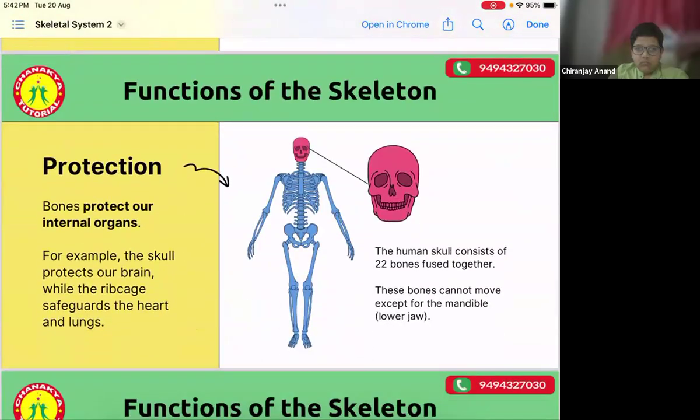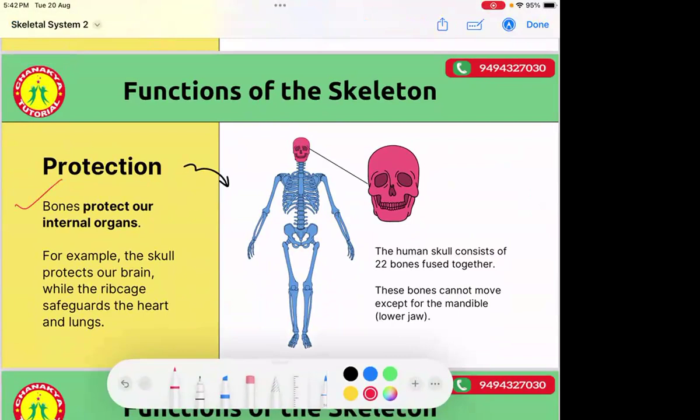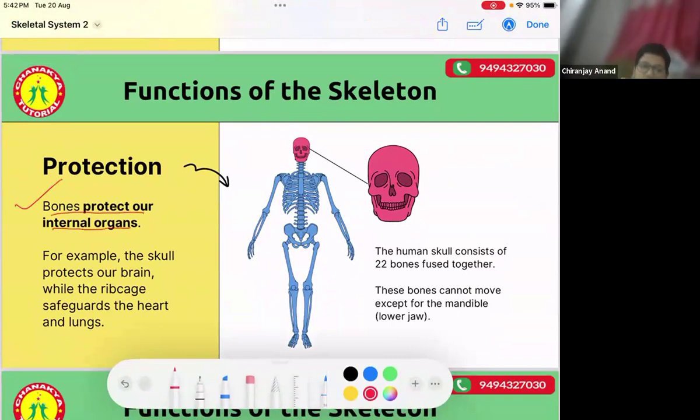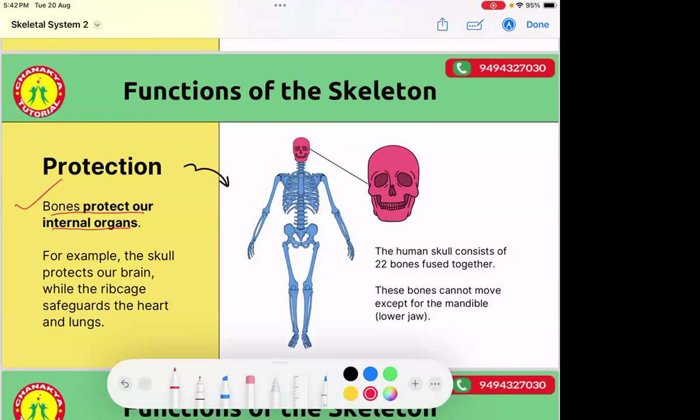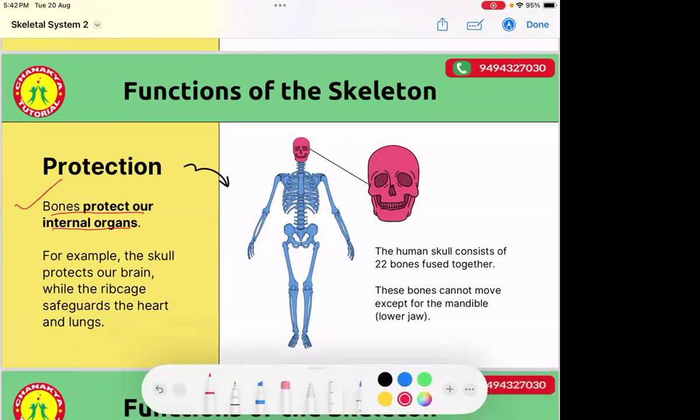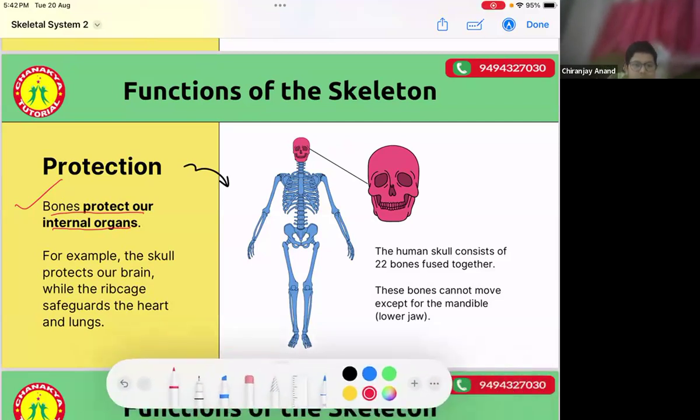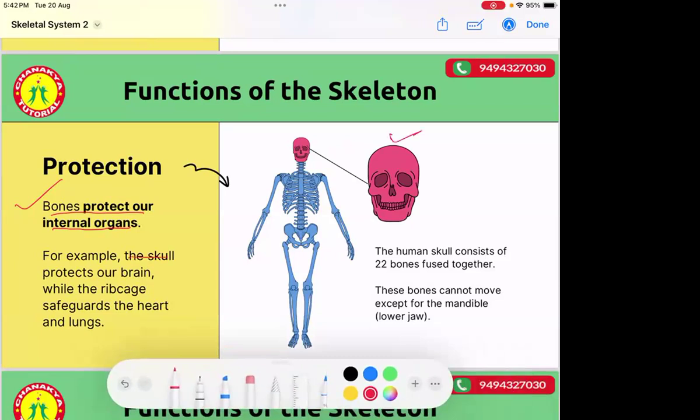Then protection. The skeleton protects internal organs. Fine. The skeleton will be protecting our internal organs. For example, skull. So this picture is of the skull.